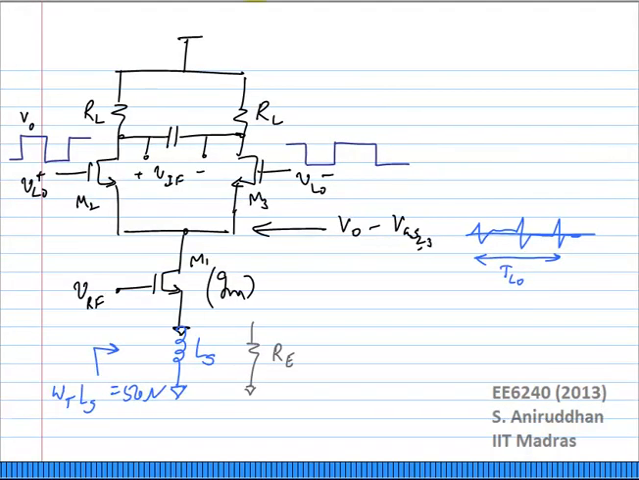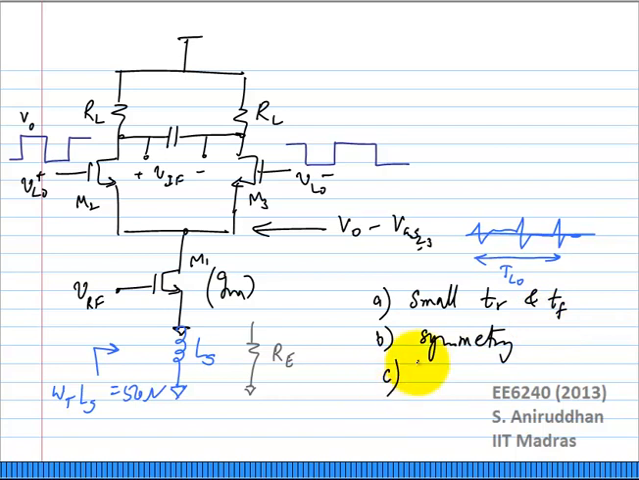Let me copy this. So we have seen two aspects here. You want small rise time and fall time, and symmetry. What else? Large V naught. I'll just say large LO amplitude. But really, what does large mean? Large is a very vague term.